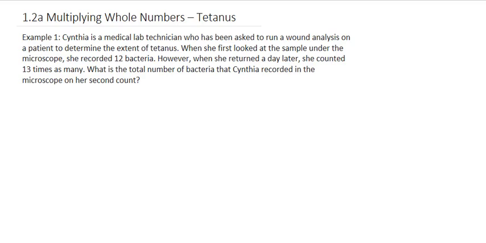So, to answer this question, we need to use multiplication. First, we need to line up the numbers vertically. We will put the 12 on top and the 13 below it. We now need to multiply. We start by multiplying 2 times 3, which is 6. Then we multiply 1 by 3 in the next spot to get 3.